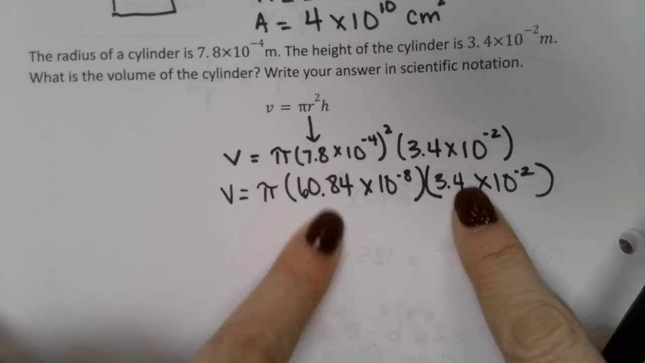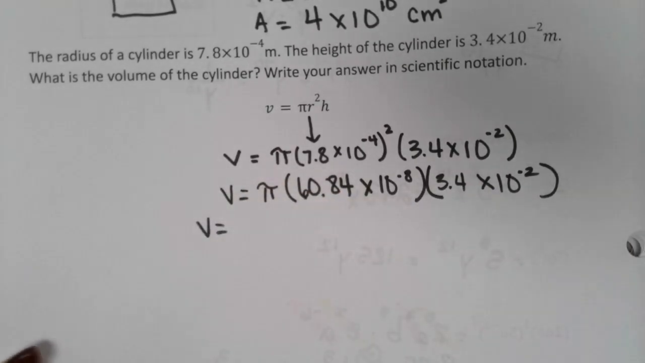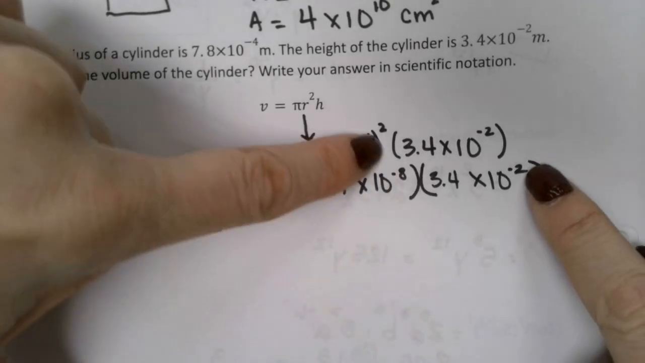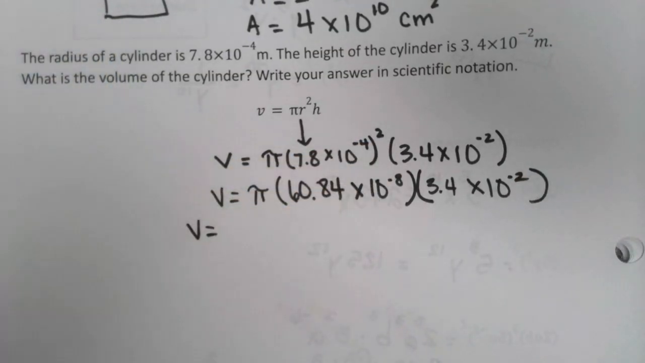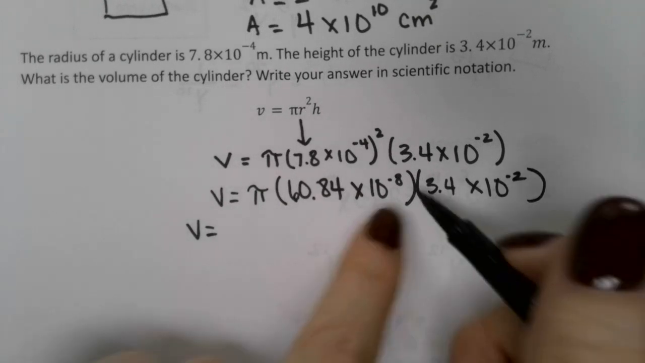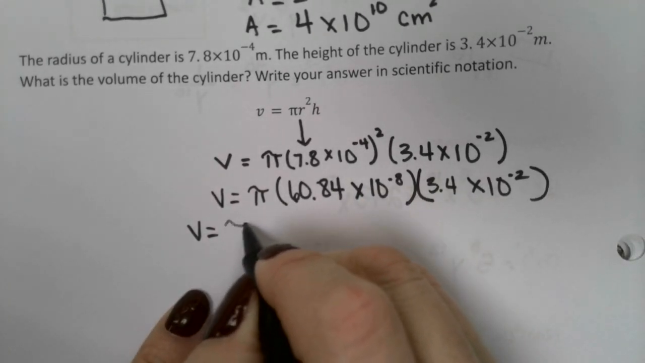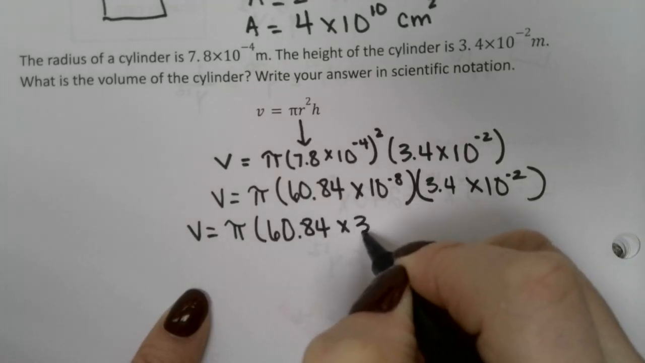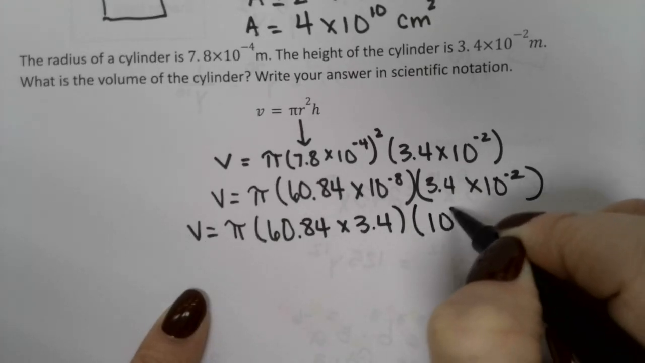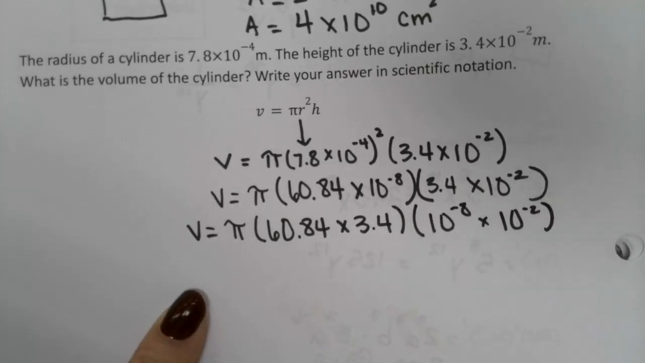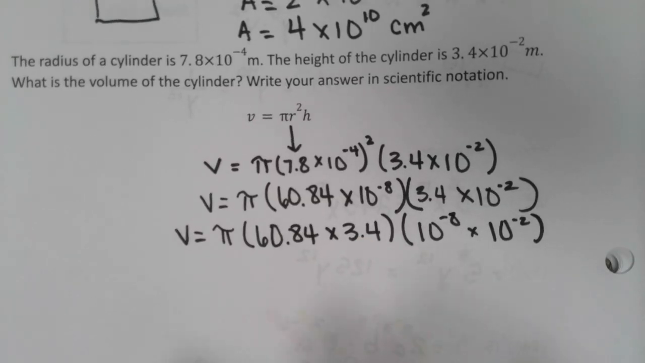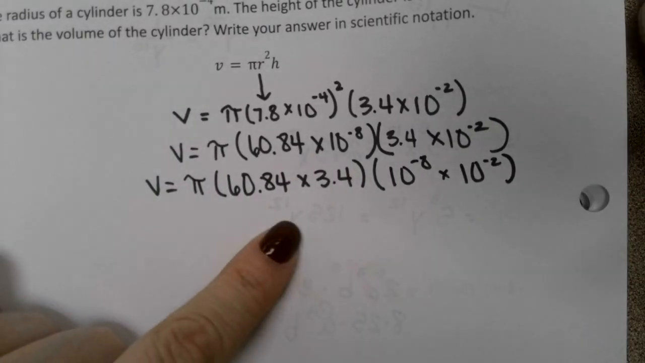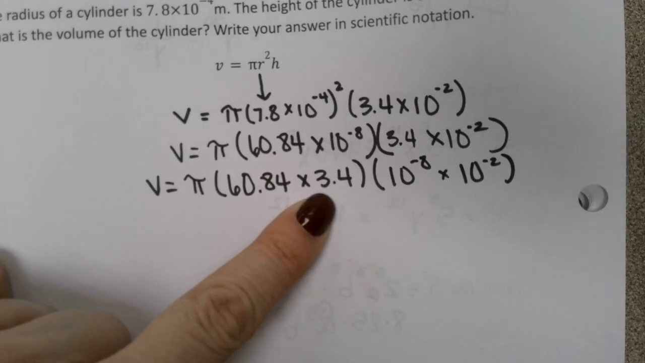But I'm going to break these apart because the associative and commutative properties tell me I can reorganize this because it's all just a pile of multiplication. As long as I keep these exponents stuck there and don't mix them up at all. Don't let them move around. So this becomes pi, and then I'm going to put 60.84 times 3.4, and 10 to the negative 8th, and 10 to the negative 2nd. And you can use dots for times too. There's no x's in this, so I keep the times sign just because it seems to be the notation. All right, so then I'm going to take 60.84 times 3.4.